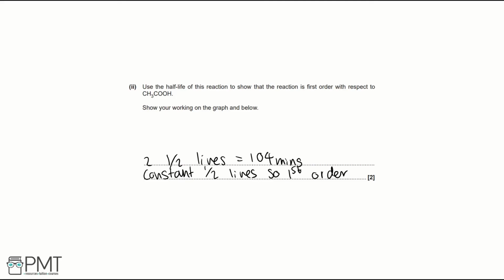To get the marks for this question, you get a mark for working out the half-lives, so 104 minutes, but it can be in the range of 102 minutes to 110 minutes. And then you get your second mark for saying that constant half-lives mean that it's first order.